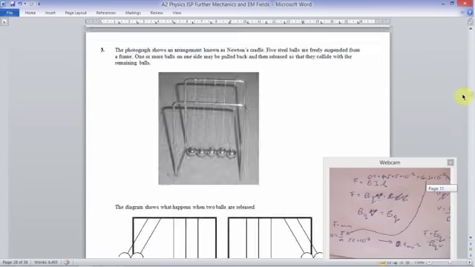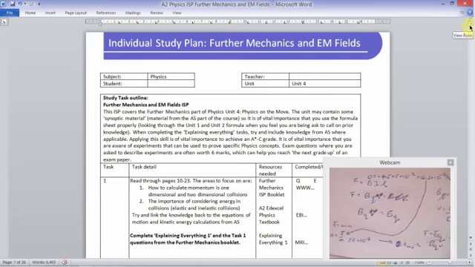That's the 8 marks for that question, and that is the end of the ISP on further mechanics and electric fields. Remember, there's another part to Unit 4, and that's particle physics, which forms the majority of Unit 4. So make sure you go through that ISP and watch the videos on that as well.